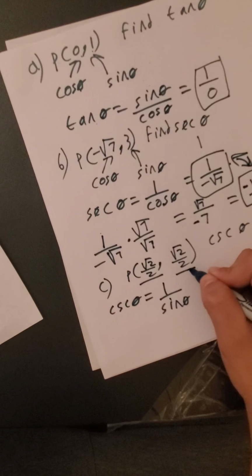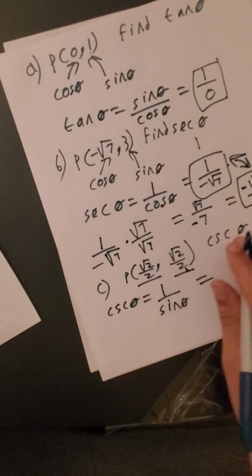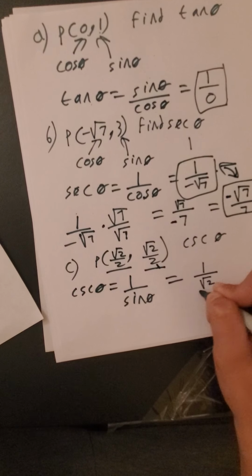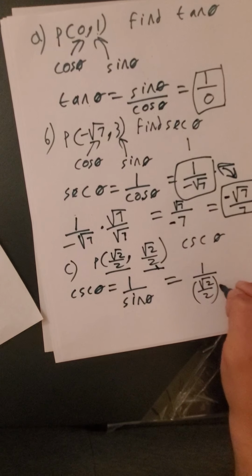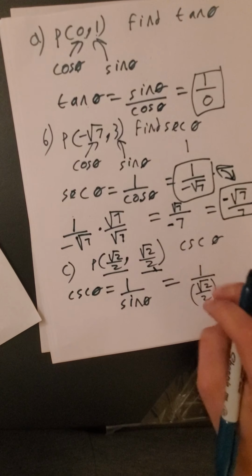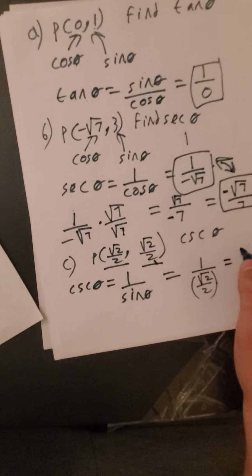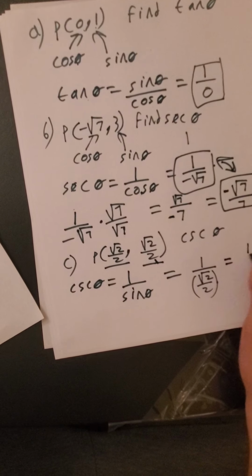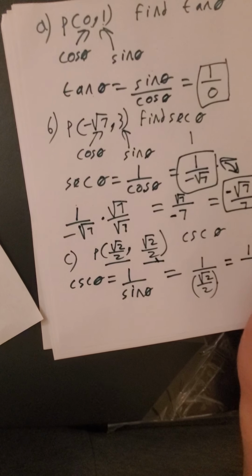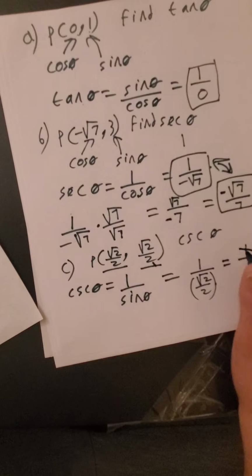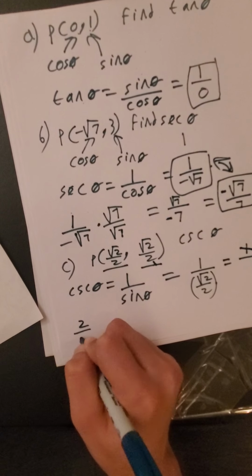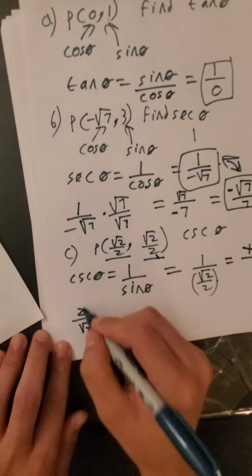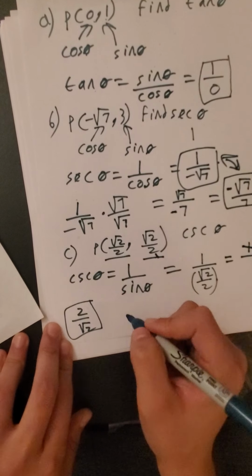So based on the fact that this is sine of theta, we will have 1 over square root of 2 over 2. And we can just kind of flip this around, so this would equal 1 times 2 over square root of 2. We can just kind of remove the 1, so you have 2 over square root of 2. We can leave this as our final answer, or we can rationalize this.